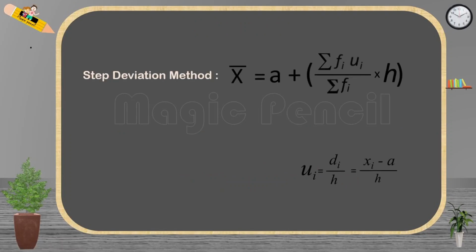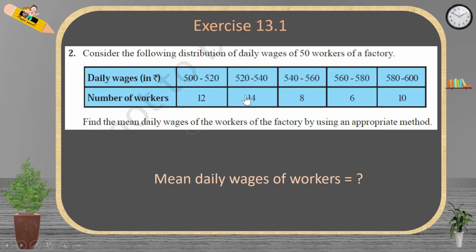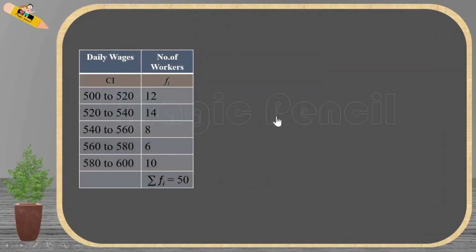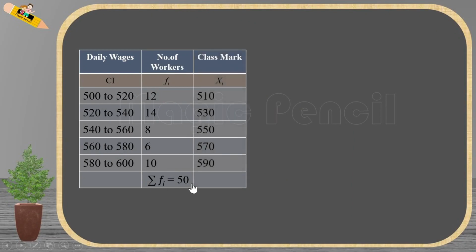Since the given data is in the horizontal form, first of all, let us arrange this data in this vertical form. And you have now class intervals and frequency. First, let us add all these frequencies so that we will get sigma fi is equals to 50. The next thing we have to do is find the class mark. In our previous video also we have discussed how to get class mark.